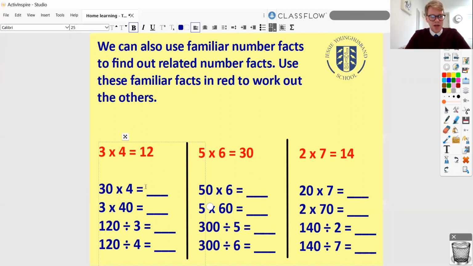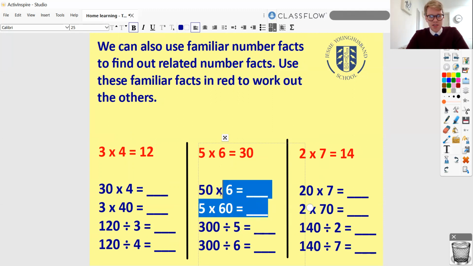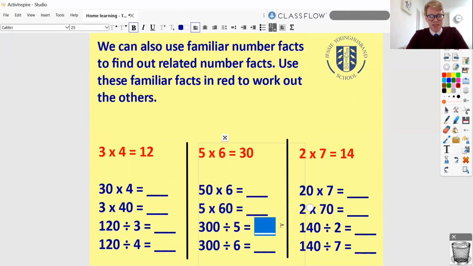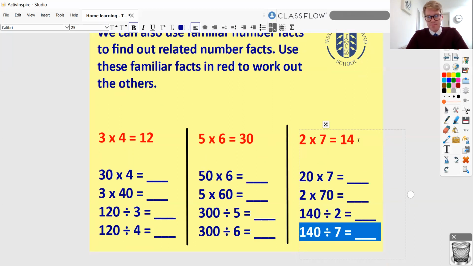Okay, so our first one then, 30 times 4 is 120. That's like 12, but 10 times bigger, because 30 is 10 times bigger than 3. So 120 is 10 times bigger than 12. 3 times 40 is 120. And then 120 divided by 3 is 40. 120 divided by 4 is 30. Over here, we've got 300 is the answer to both of these ones. And then we've got 60 and 50. And over here, 140 would be our answers for these first 2. And then we'd have 70 and 20.